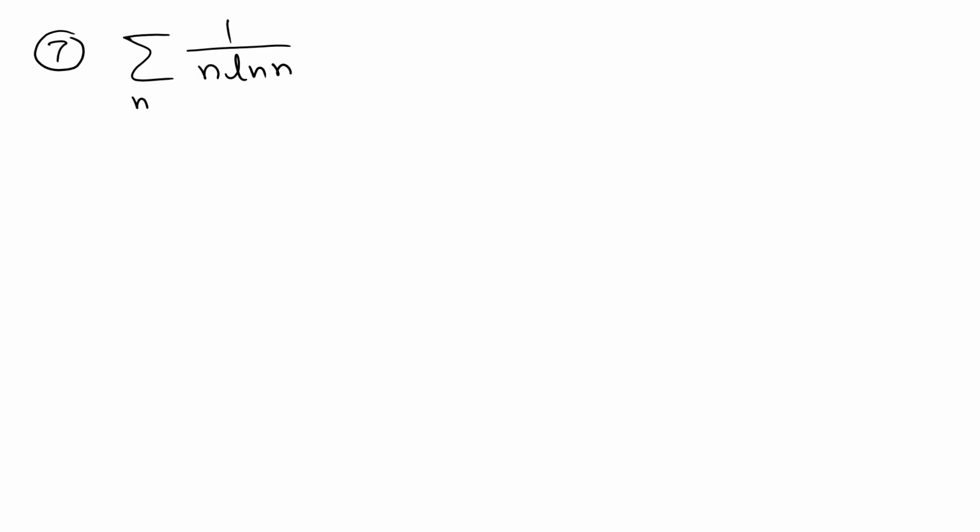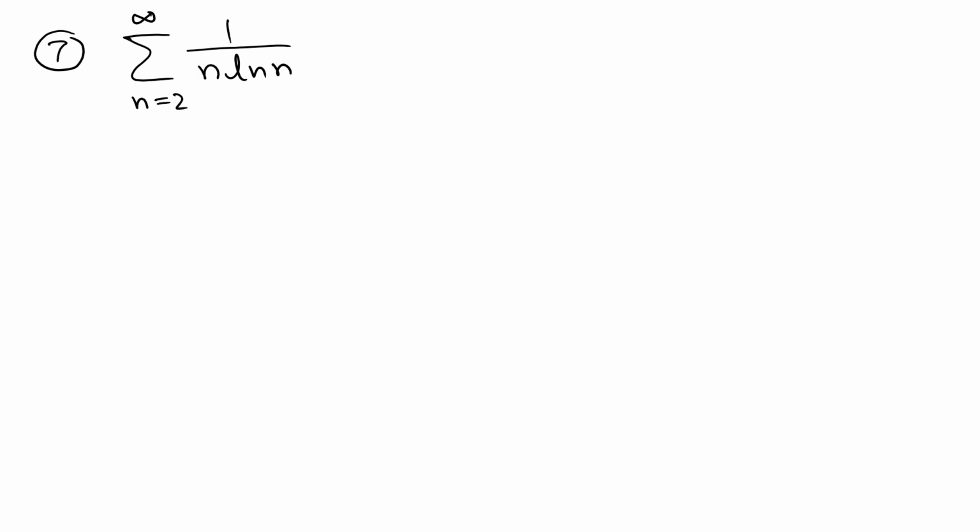As the next example, we have the series 1 over n ln n. You have to be careful with this series, because when n equals 1, ln n is 0. So you cannot start with 1 in this problem. I'm going to start with anything other than 1, let's say 2, so it goes from 2 to infinity, or 3 to infinity, something like that.